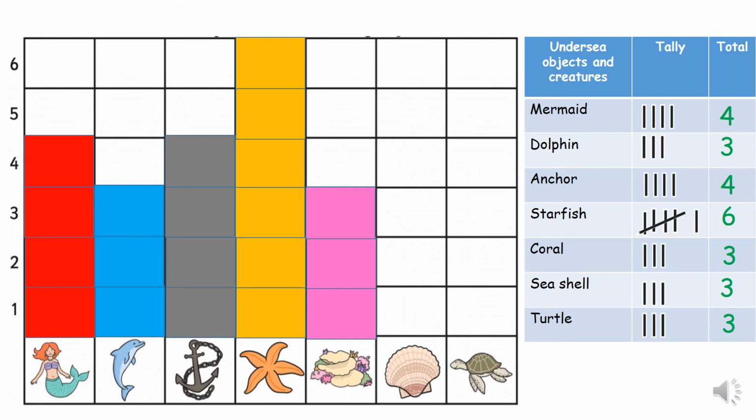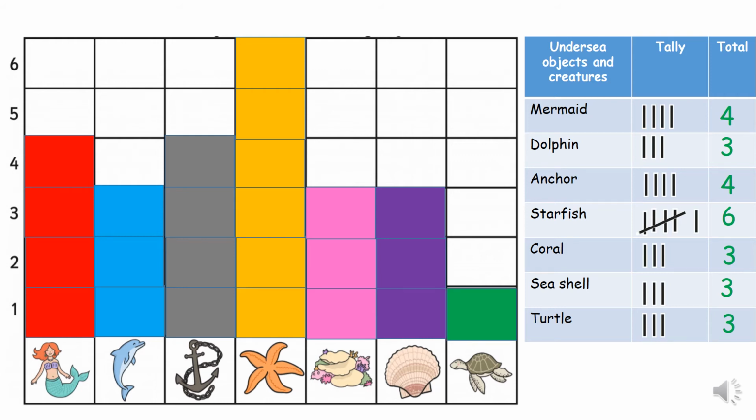What about seashells? We also saw 3 of those. 1, 2, 3. And the last item is turtles. How many turtles did we see? 3 again. 1, 2, 3. There we have it. We've completed our block diagram using our tally chart.